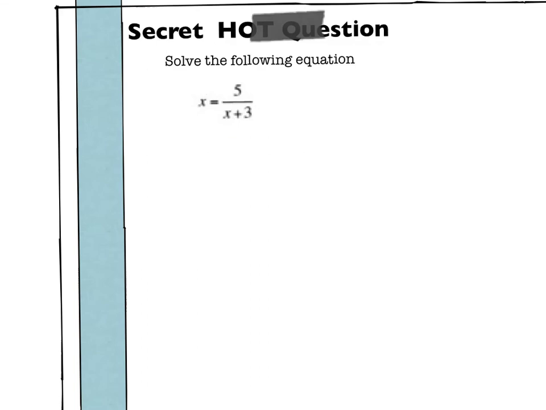All right, so here's your secret hot question, which says solve the following equation. Now, this is an equation. Notice on the left-hand side, you only have x. On the right-hand side, you have 5x plus 3. The hint for this question is, if I told you 3 equals x over 3, you could not cross multiply until you turn this into a fraction. And anything can be turned into a fraction by putting a 1 in the denominator.